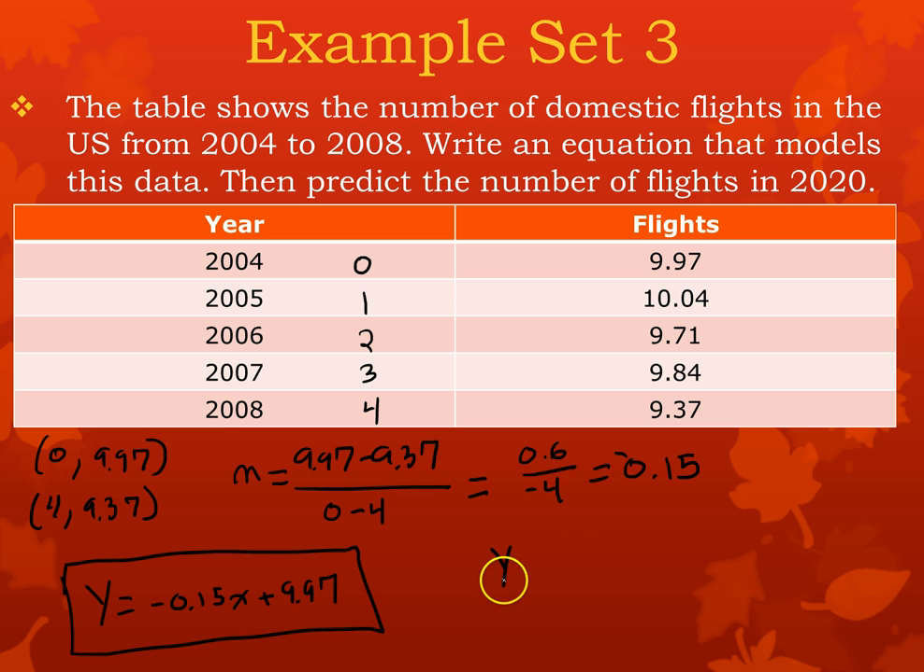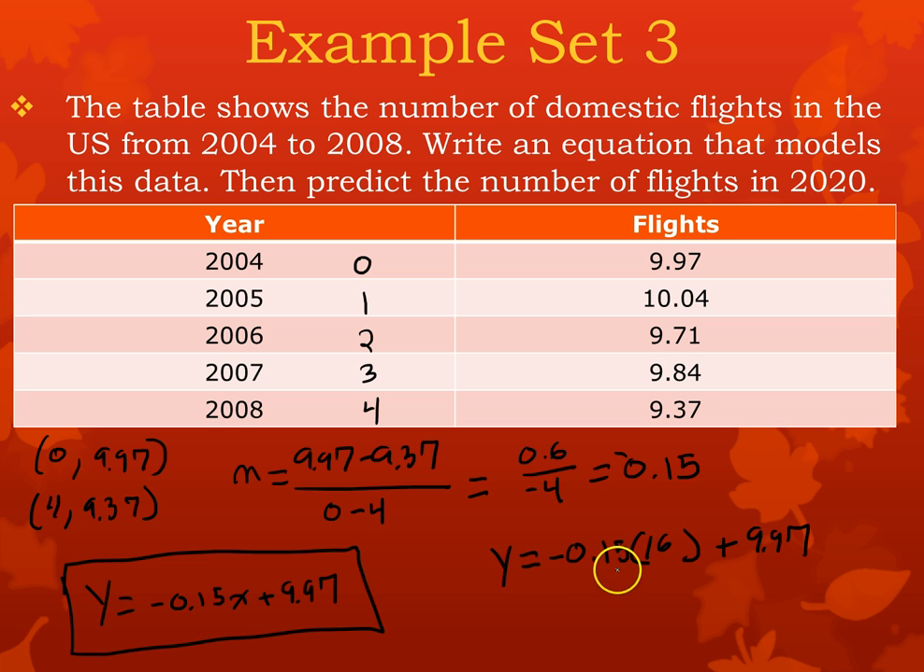Now, to predict the number of flights in 2020, I need to plug in an x value. I need to be careful about what x value I pick. If 2004 is my starting point, I need to go to 2020 and plug in the appropriate value for x. It's not going to be 2020. It's not going to be 20 either. It's how many years after 2004 I went, which is 16. So I'm going to plug in a 16 for x.